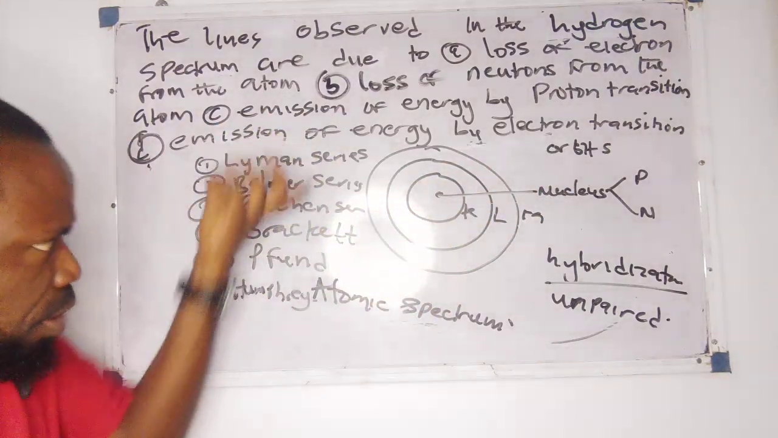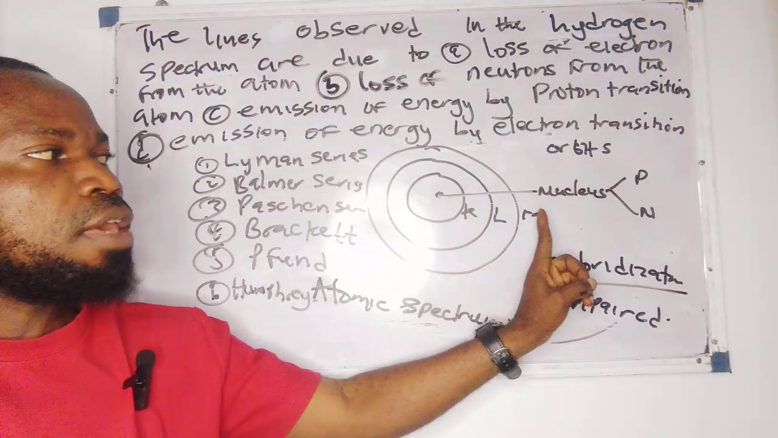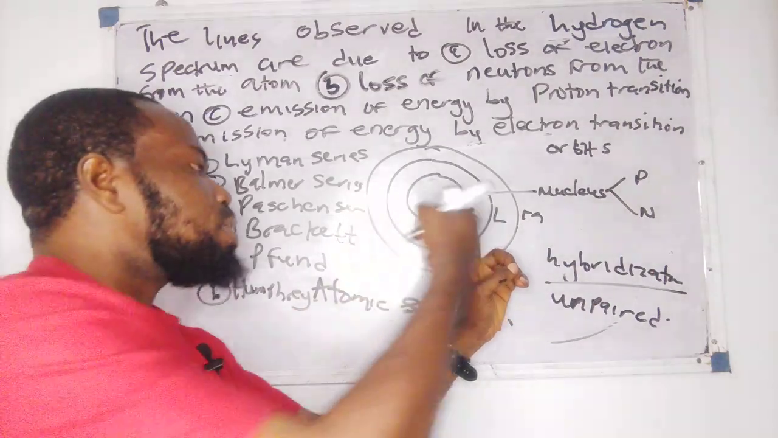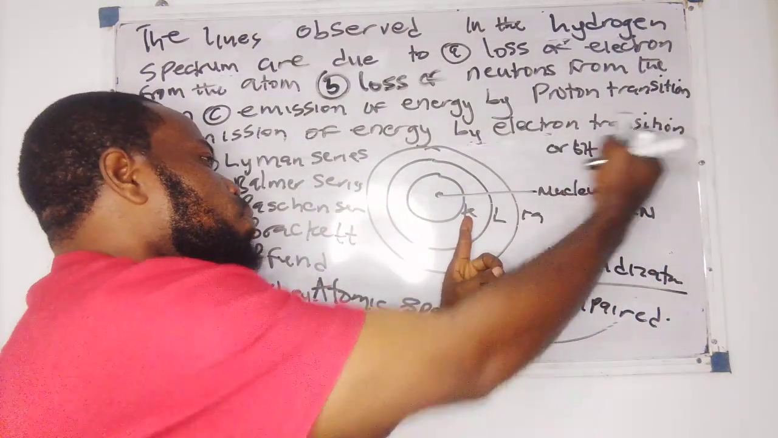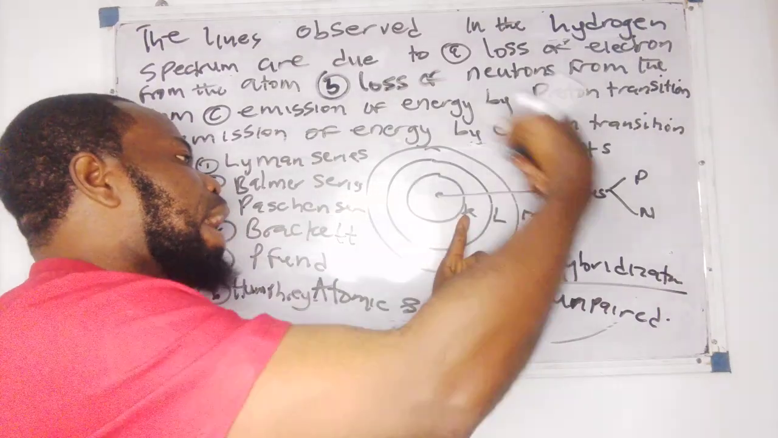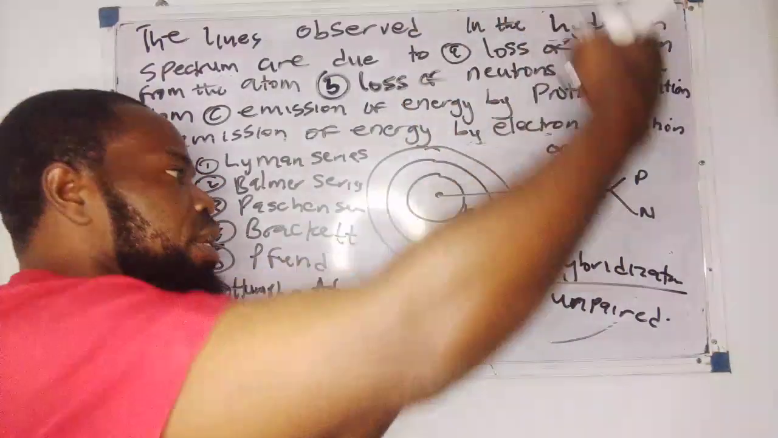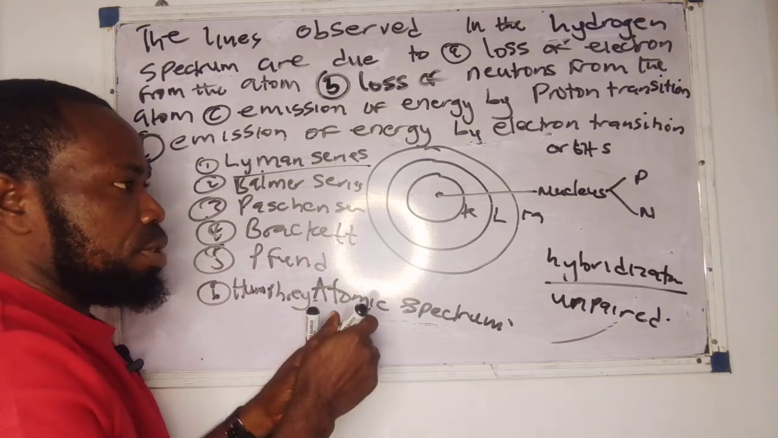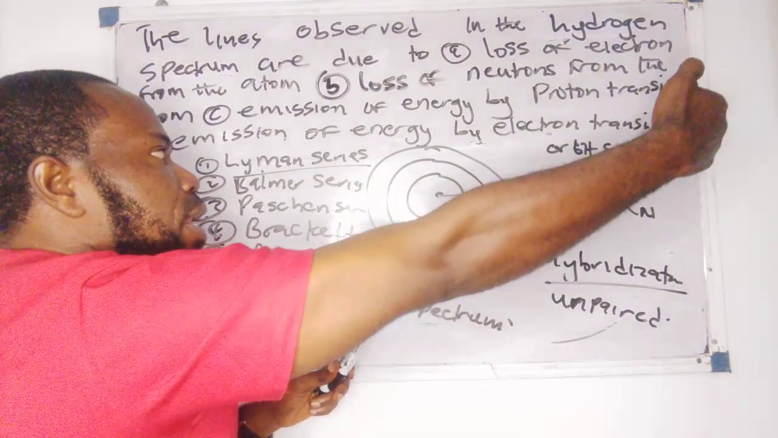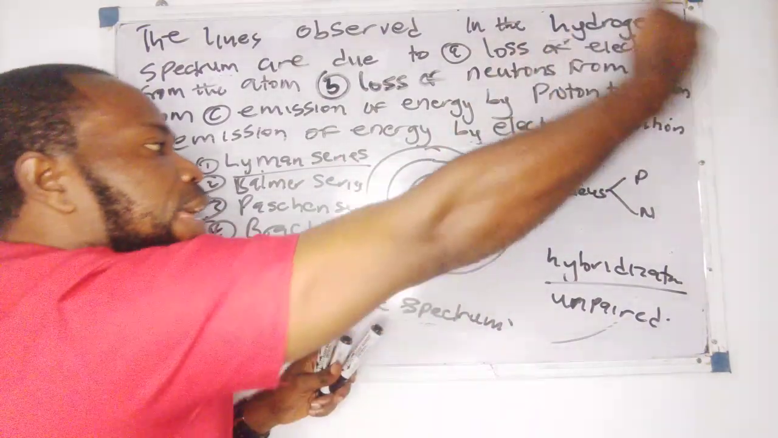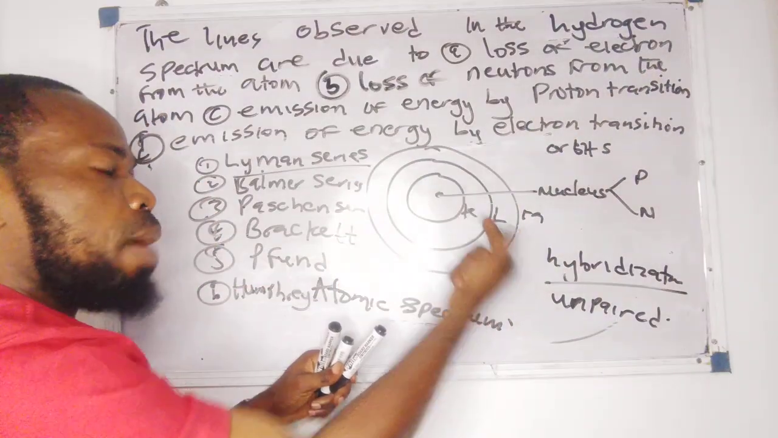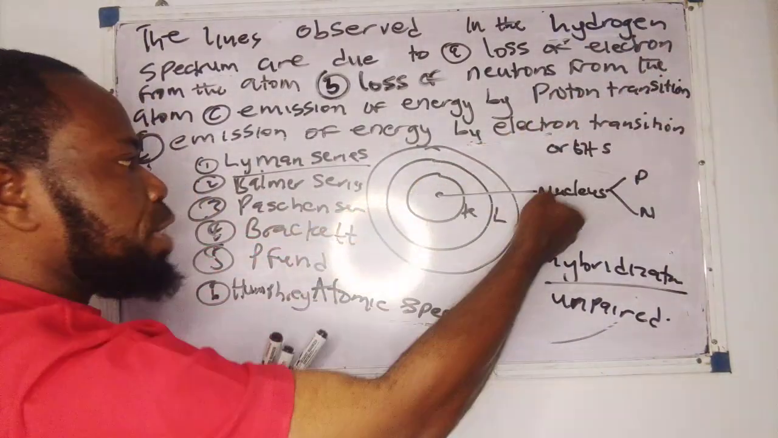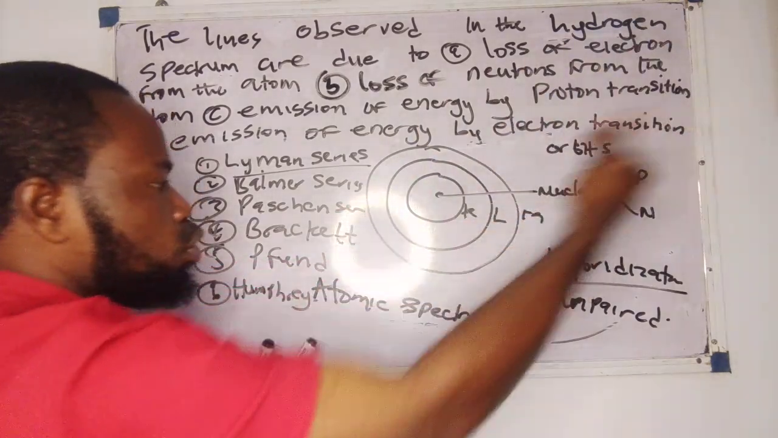Now, explain what I just showed on the board. If an electron moves from a higher level and falls to the K shell, the line or energy emitted is regarded as the Lyman series. Higher level to the first shell is Lyman. Higher level to the second shell is Balmer. A simple way to understand it is very easy. Higher level to the third shell is Paschen. Higher level to the fourth shell is Brackett.